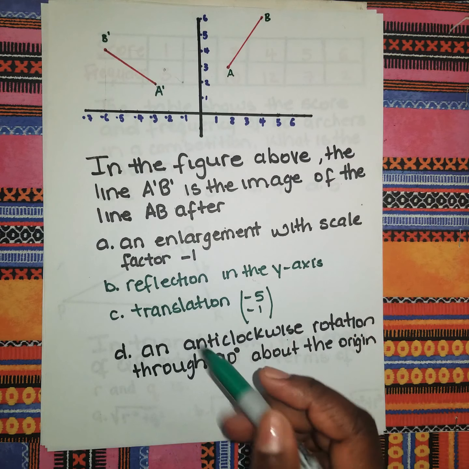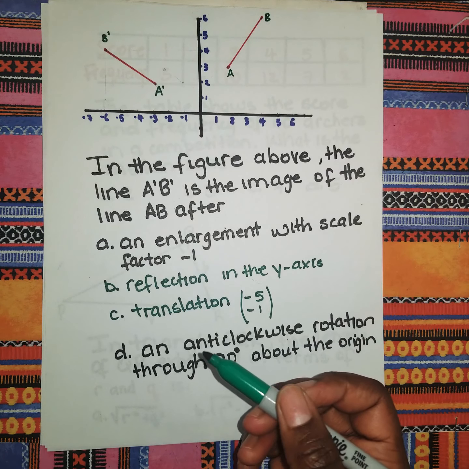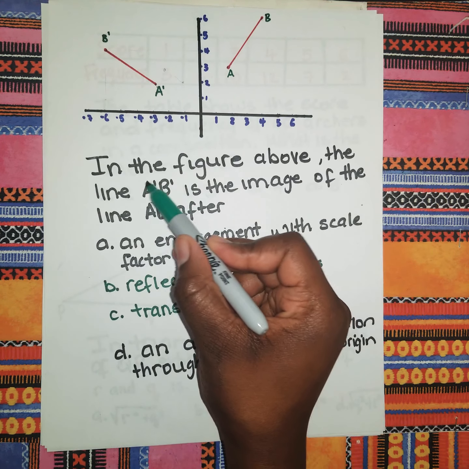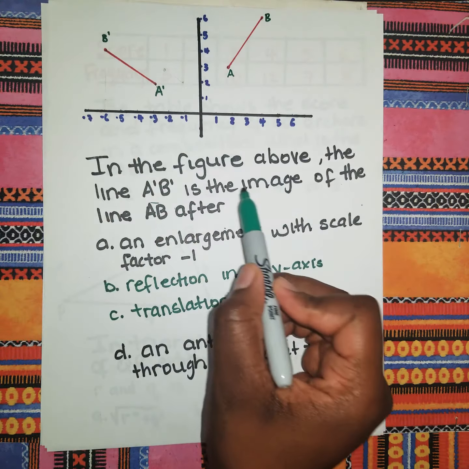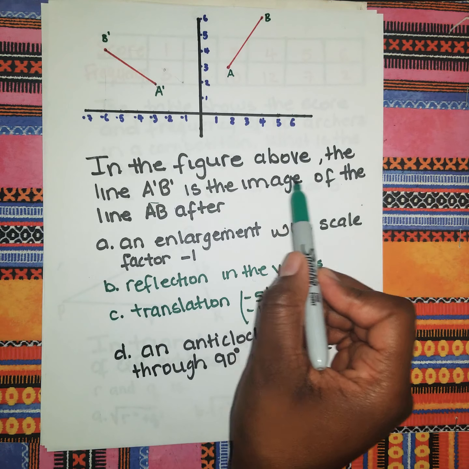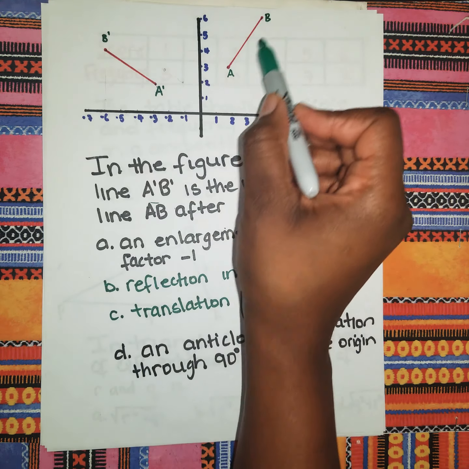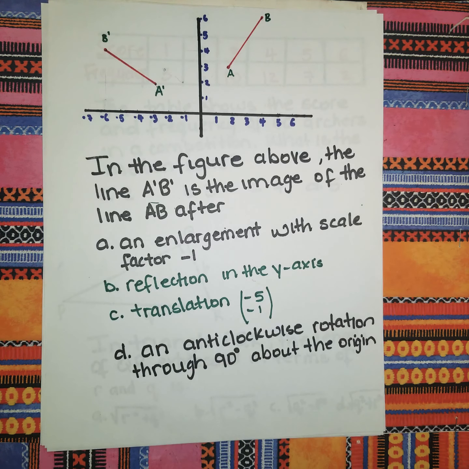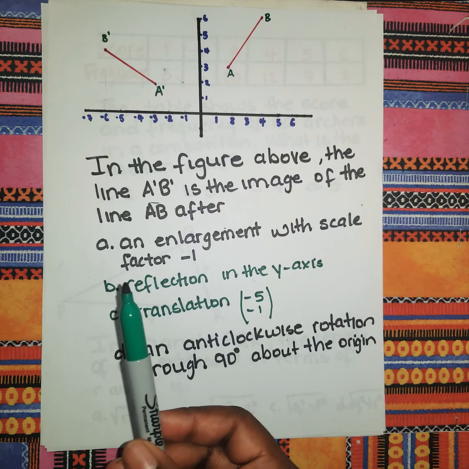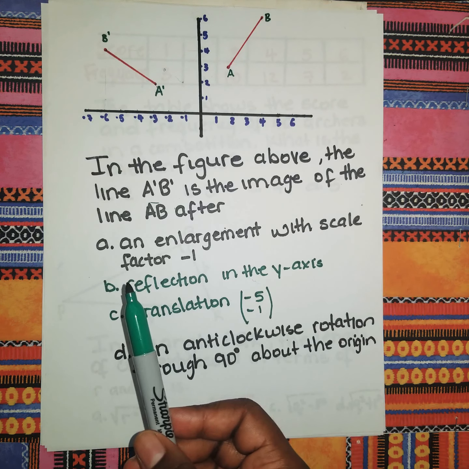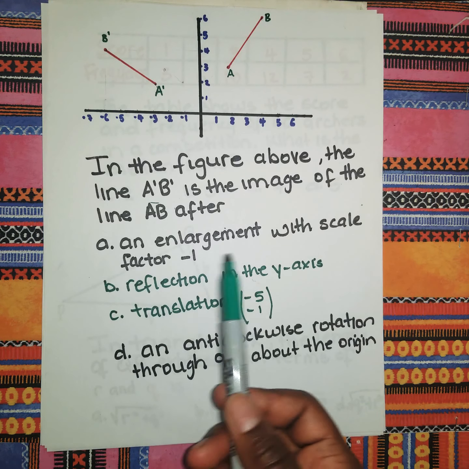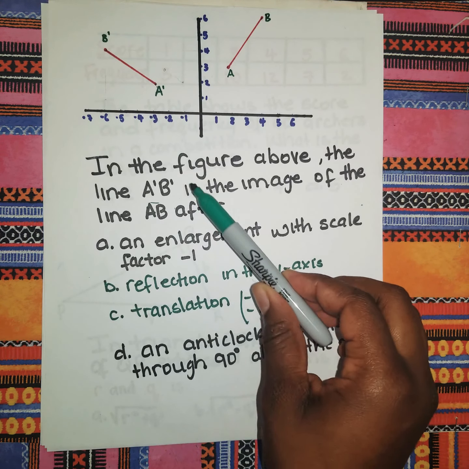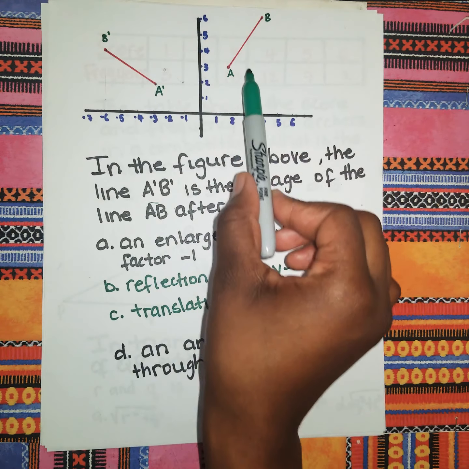So in the figure above, the line A prime B prime is the image of the line AB after. Let me go again. In the figure above, the line A prime B prime is the image of the line AB after. So basically they're asking us what transformation took place to map AB onto A prime B prime.